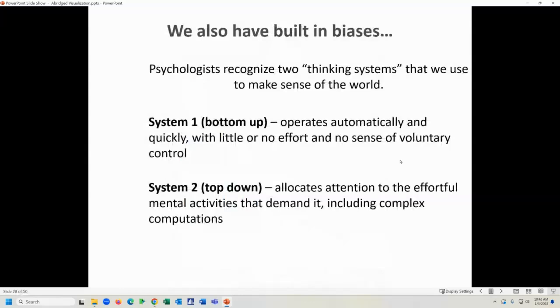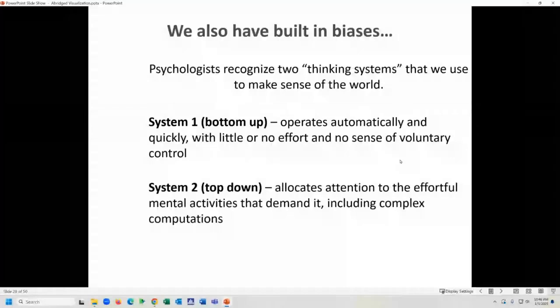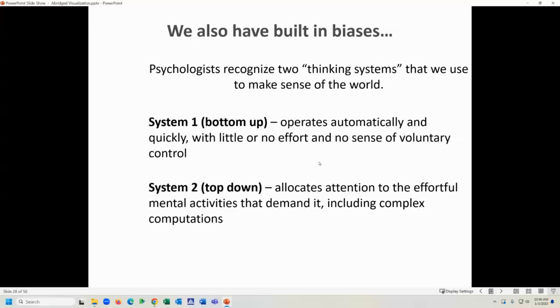Another thing about the way the mind works is that we have two kinds of systems that work in the brain. System one is an automatic mechanism. It's an evolutionary thing that our mind has adapted to use system one automatically, quickly, with no effort. System two is what we often think of as rational thought. We exercise it, it takes effort, and our brains are actually lazy.